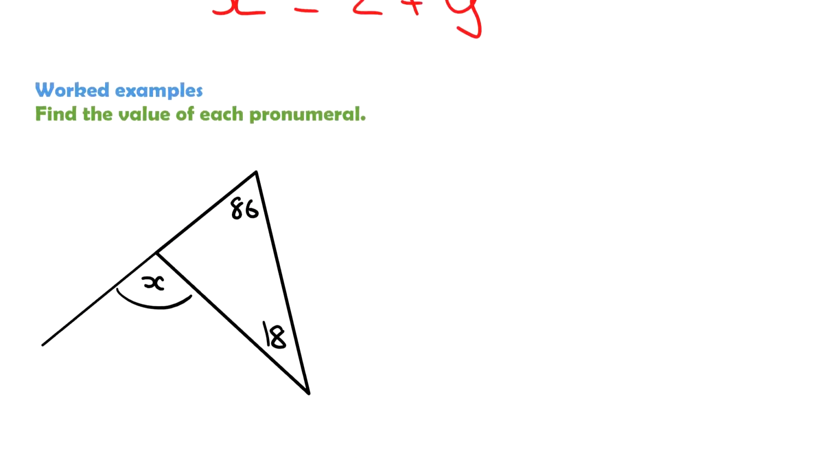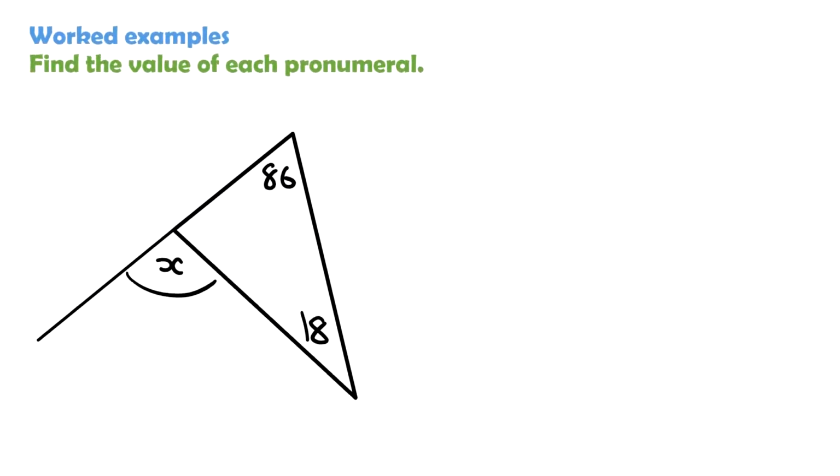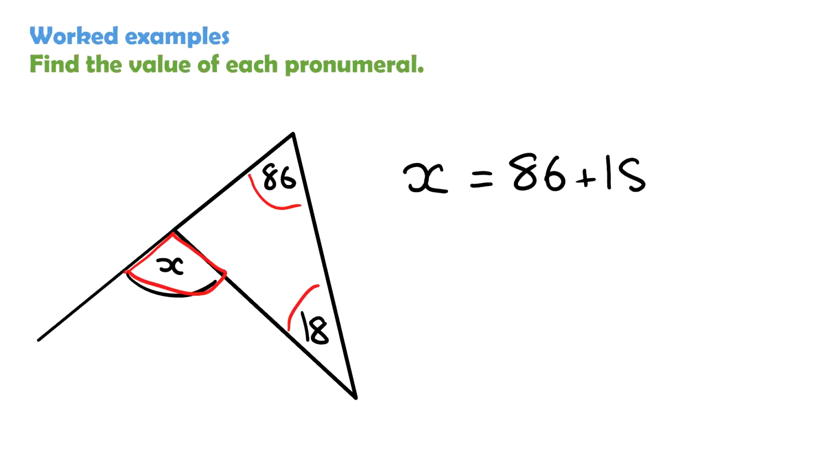So let's look at some examples. So we need to find the value of each pronumeral. So luckily for us, we do have our exterior angle here, and we are also given the two opposite internal angles. So all we need to do is write down that X is going to be the sum of these two numbers, so 86 plus 18, and that gives us 104 degrees. So that was an easy one.